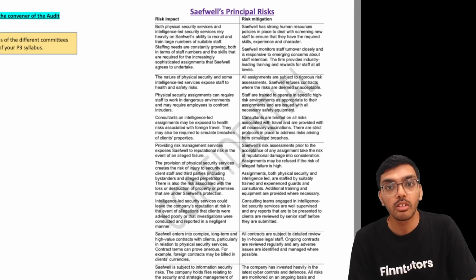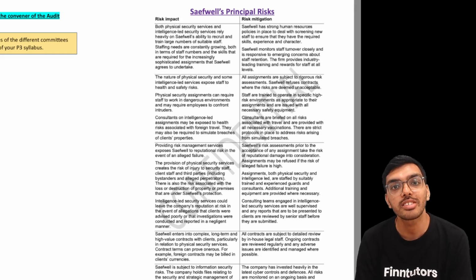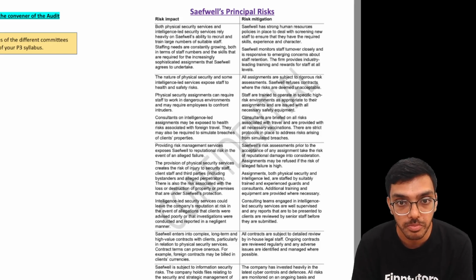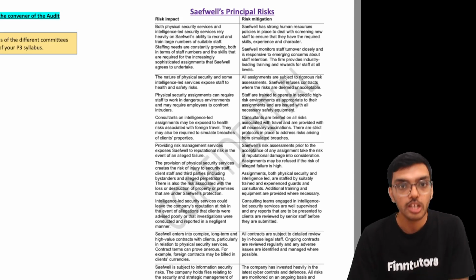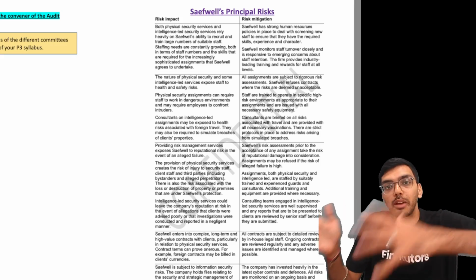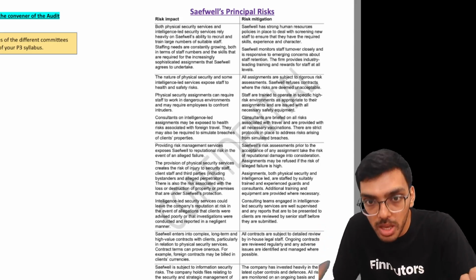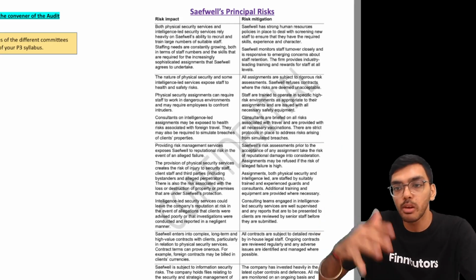How are we mitigating this? All of the assignments are subject to rigorous risk assessments. Staff are trained to operate in specific high-risk environments as appropriate to their assignments. Consultants are briefed on all risks associated with travel and are provided with all necessary vaccinations. So the second risk was health and safety. How are we dealing with it? By rigorous risk assessments, by training my employees in high-risk environments, and being as preventive as possible for travel.